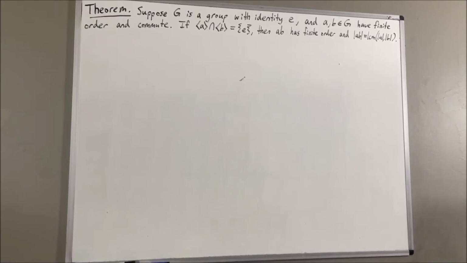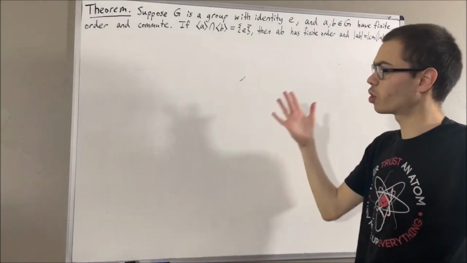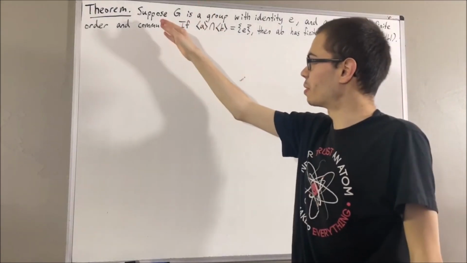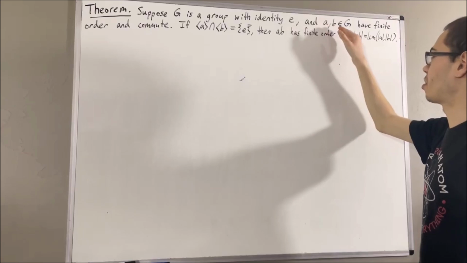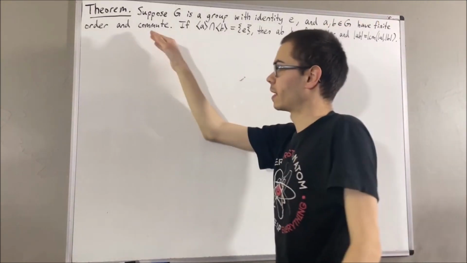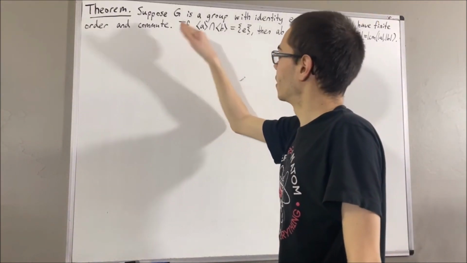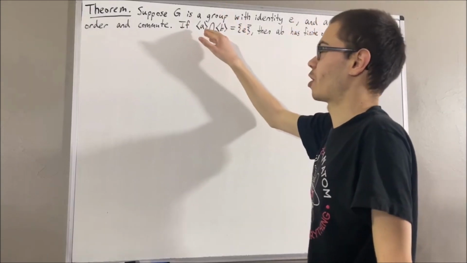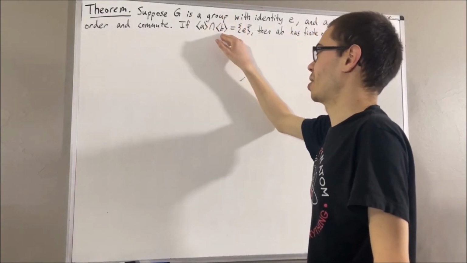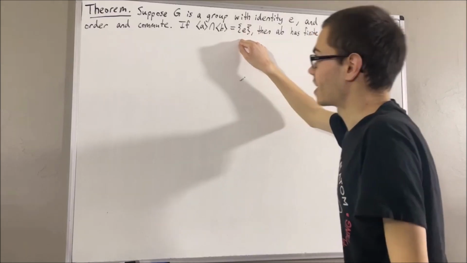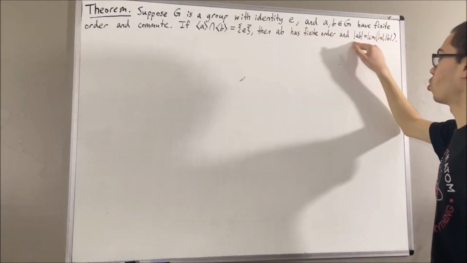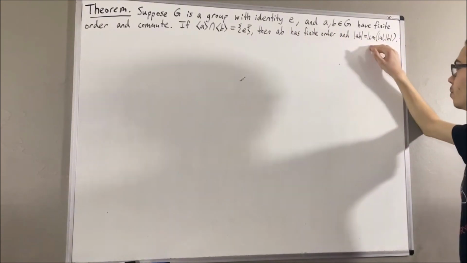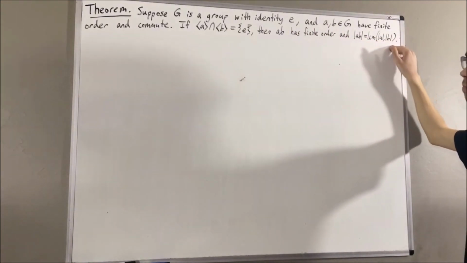Hello! In this video, we are going to prove the following theorem. Suppose G is a group with identity element E, and suppose A and B are elements of G with finite order, and they commute. If the intersection of the group generated by A and the group generated by B consists only of the identity element, then AB has finite order, and the order of AB is equal to the least common multiple of the orders of A and B.